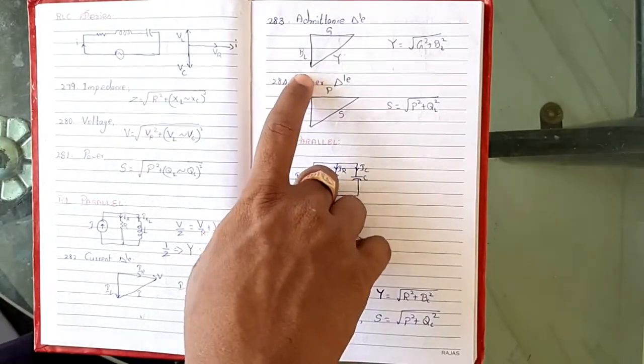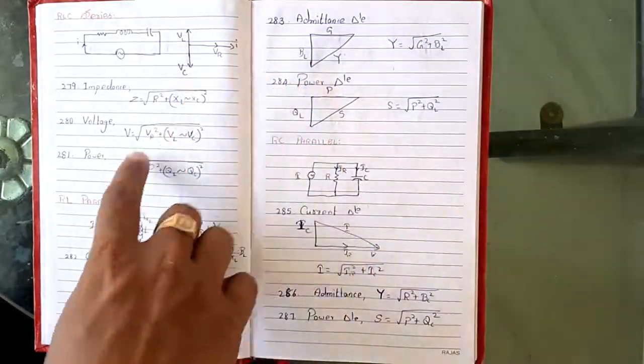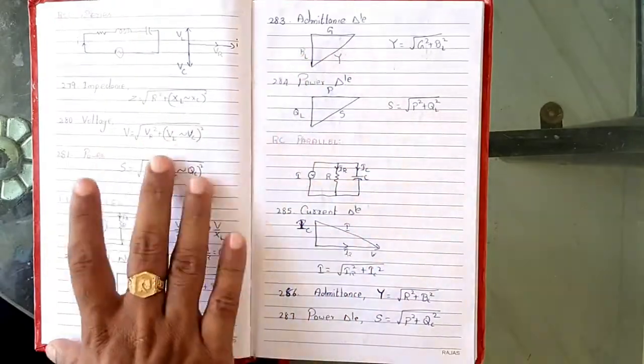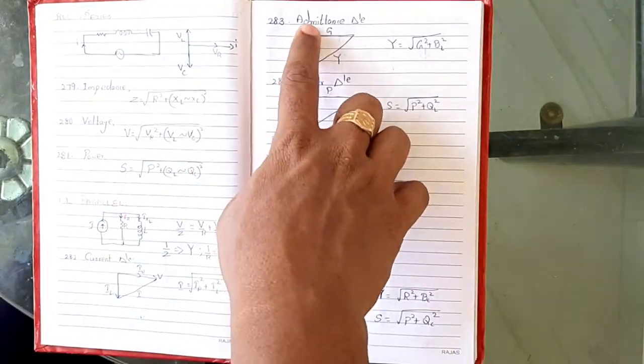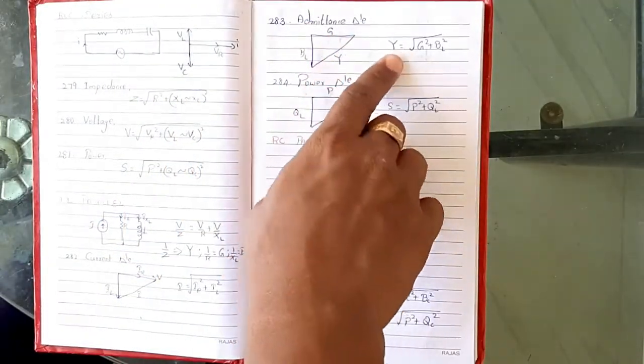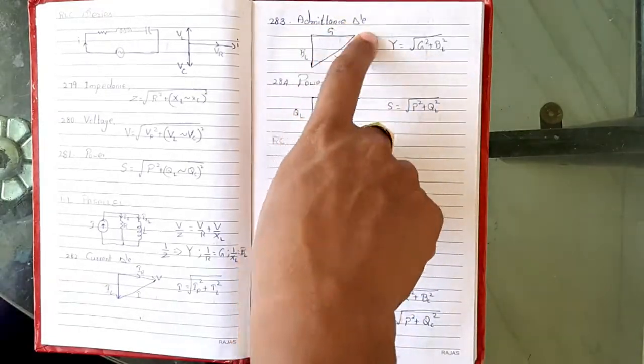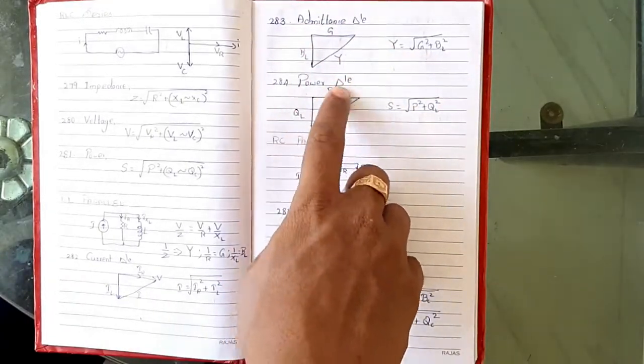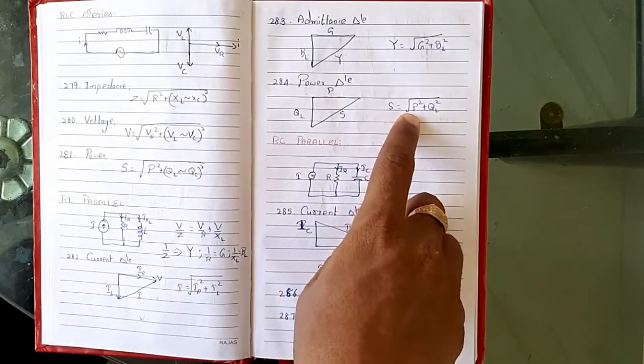Admittance triangle: since RL is connected in parallel and a current source is used, instead of impedance we are using the technical term admittance. Admittance Y is equal to root of G square plus BL square. So this is the admittance triangle. This is the power triangle, and from the power triangle S is equal to root of P square plus QL square.